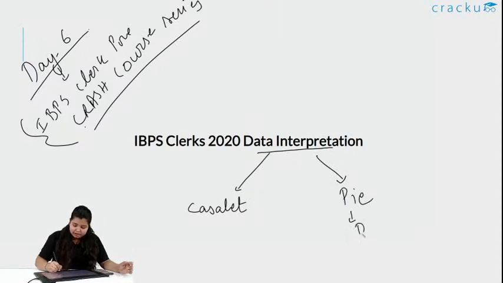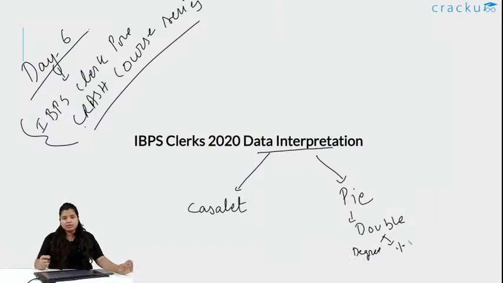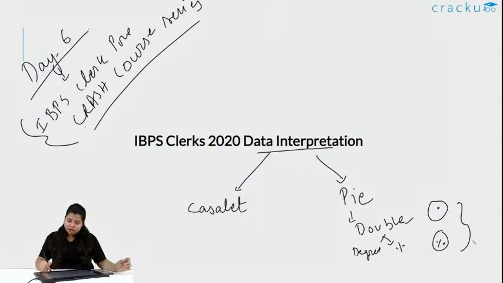Here we have a double pie chart, so that if the degree pie chart comes, you are comfortable with that, and if the percentage pie chart comes, you are comfortable with that too. In this double pie chart, there are 2 pie charts, one with degree and other with percentage. You need to solve them and get the answer. In this quiz we will have 10 questions, 5 from caselet type and 5 from pie chart DI.